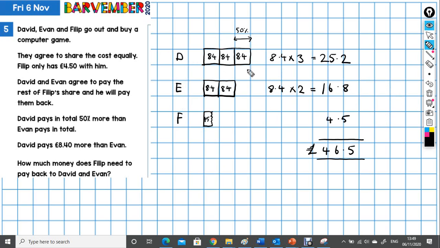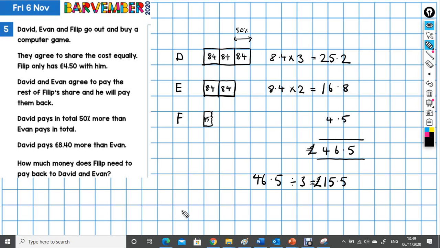They agreed to share the cost equally. There's 3 of them, so we need 46.5 divided by 3, which gives us 15.5. So 15.5 is how much each of them needs to pay. Now clearly David has paid more, and Evan has also paid more, and it's Philip that needs to pay these amounts back.